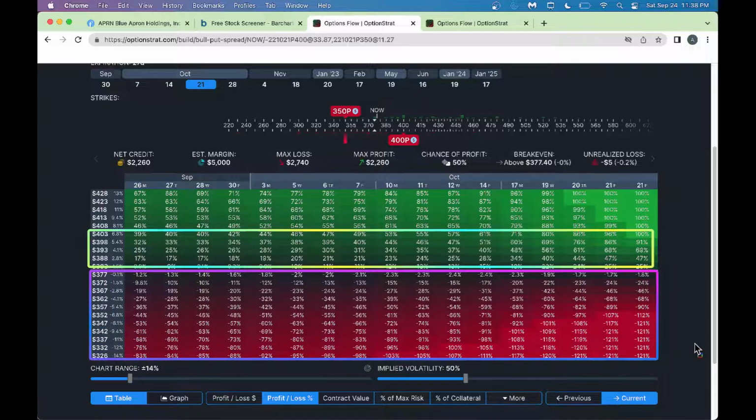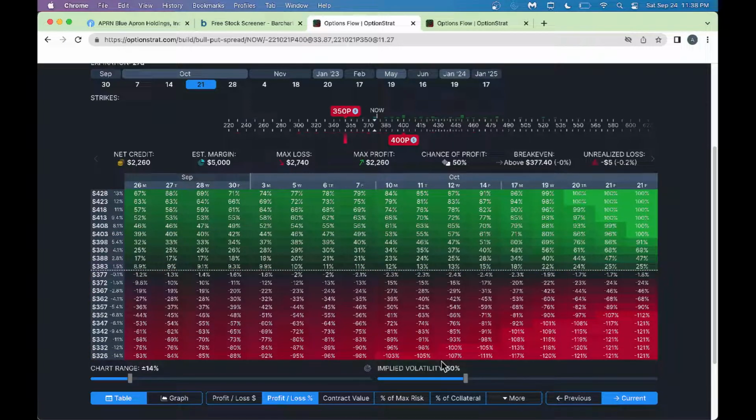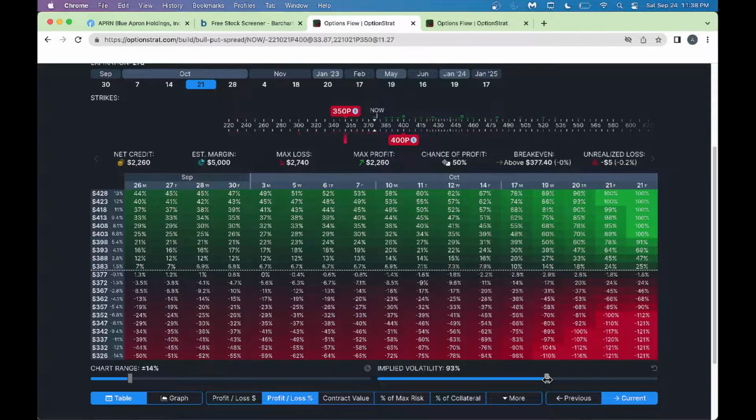And current implied volatility is about 50%. And you can see what happens if implied volatility increases. Because it's a put spread, the implied volatility impact is a little bit slow, but you can look at this and pull it further and see what happens as you increase the implied volatility.